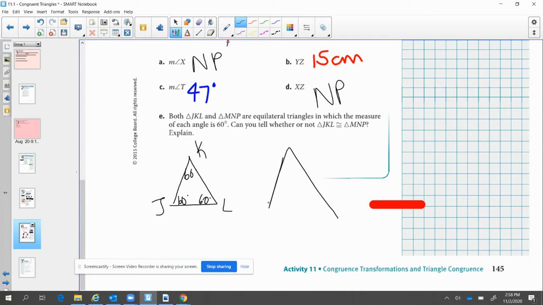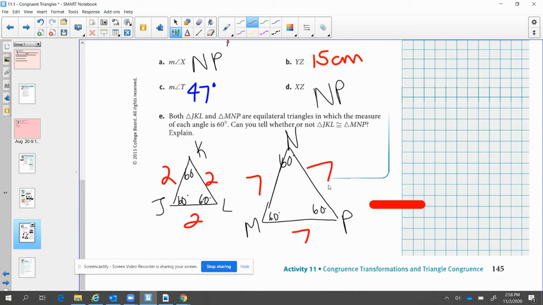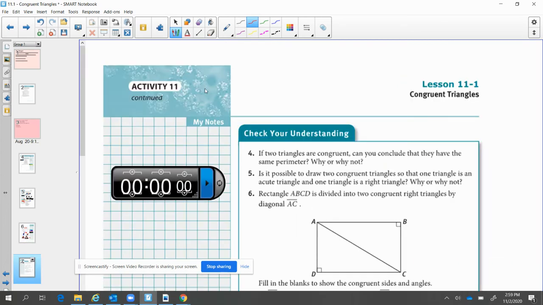And the answer is no, because with equilateral triangles, no matter the side lengths, their angle measures are all 60 degrees. So they didn't give us, again, enough information to say that these are congruent, because even though all the angles are congruent, we might have a triangle where these are all 2 and these are all 7. Right? Just because they're equilateral doesn't necessarily mean they're congruent triangles to one another. Their angle measures just happen to be the same. And we'll talk more about that coming up in the next few lessons.